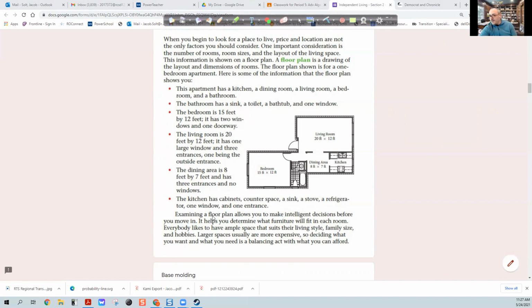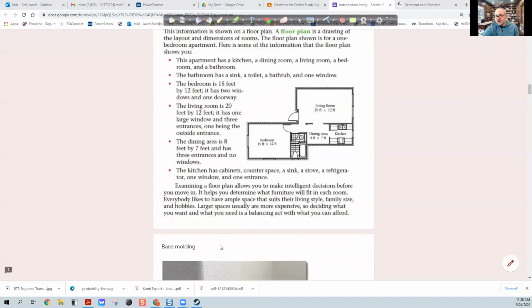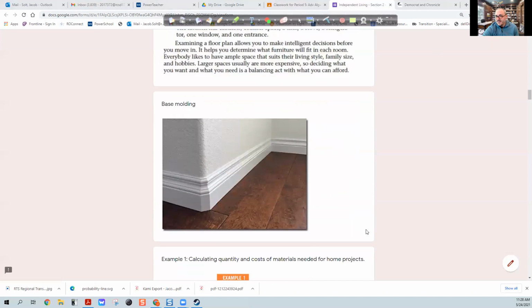So examining a floor plan allows you to make intelligent decisions before you move in. It helps you determine what furniture will fit in each room, and everybody likes to have ample space that suits their living style, family size, and hobbies. Larger spaces are usually more expensive, so deciding what you want and what you need is a balancing act with what you can afford. All right, we're going to be doing some problems with this thing called base molding.